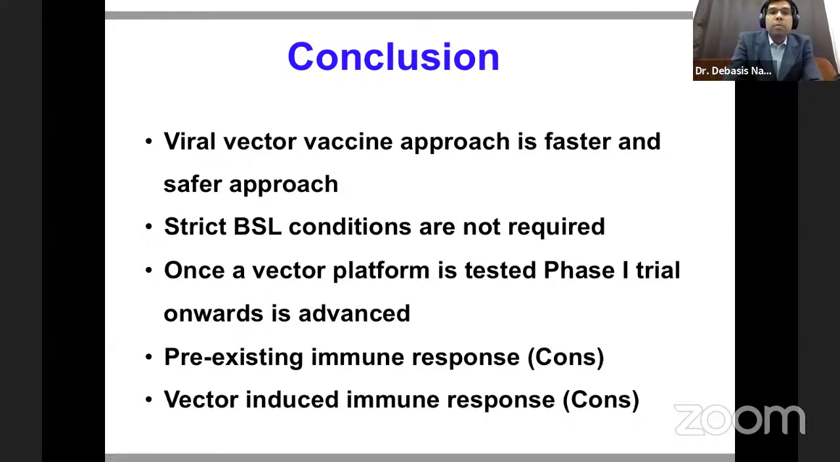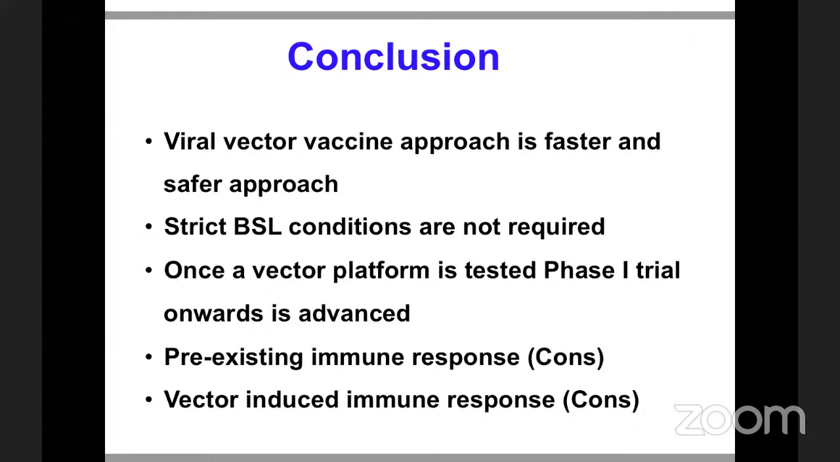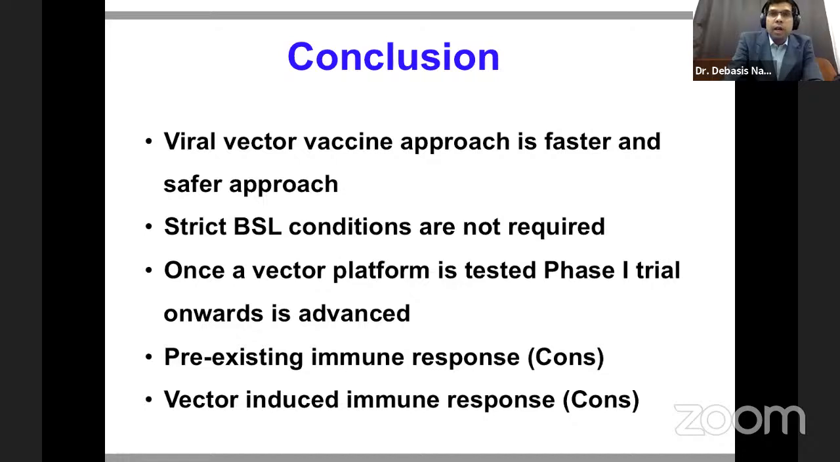Okay. But other things are a little complicated and difficult, which is existing immune response and other things. So I don't want to go into detail, but to conclude, we have a technology, we can quickly develop a vaccine for any disease if you know the biology of that disease.